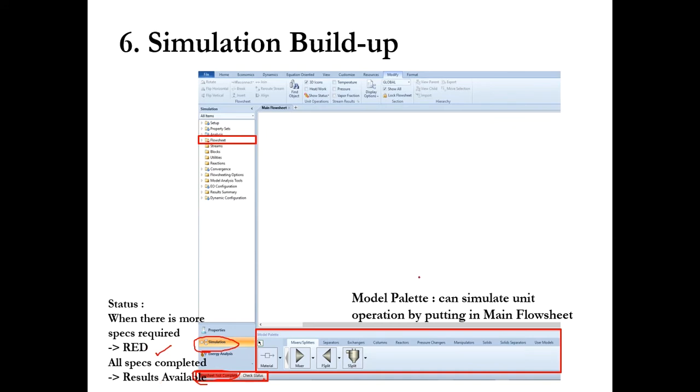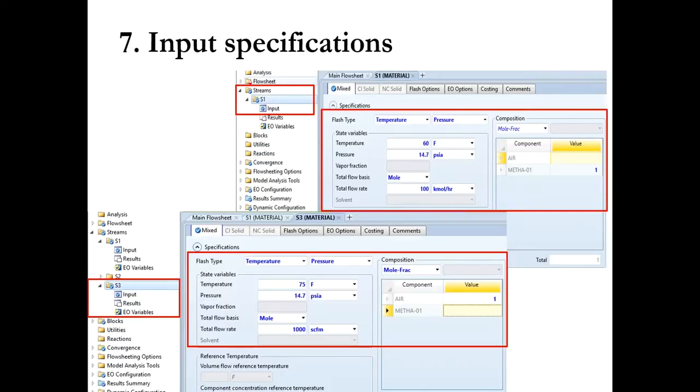And this one is the model palette, which can simulate unit operations by putting them in the flowsheet. It means we will click here and then paste it over here. I will show you how. The same, if you see: mixer, splitter, separator, exchanger. So it has been divided into blocks: column, reactor, pressure changer, manipulator, solids, separators, and user models.